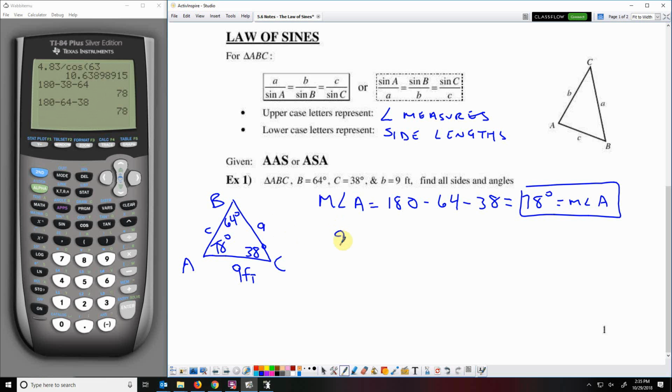So A over the sine of the opposite angle equals any other side over the sine of its opposite angle. So we'll use 9 over sine 64. Okay? So to get A by itself, all I have to do is multiply both sides by sine 78. So I'm going to multiply this up to here. So it's 9 times sine 78 divided by sine 64. 9.79.